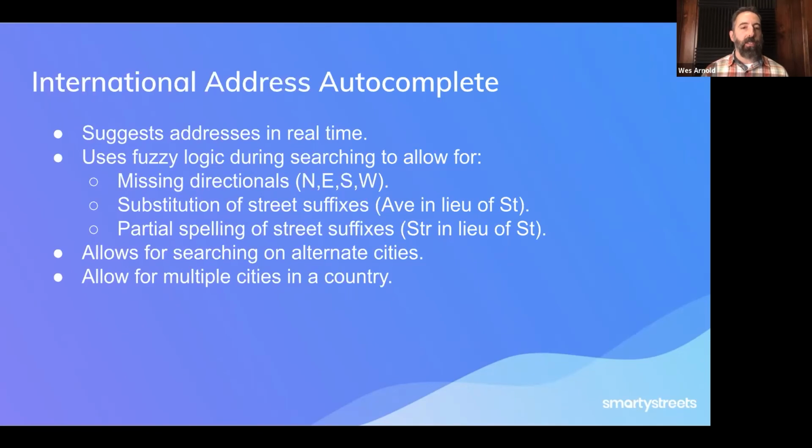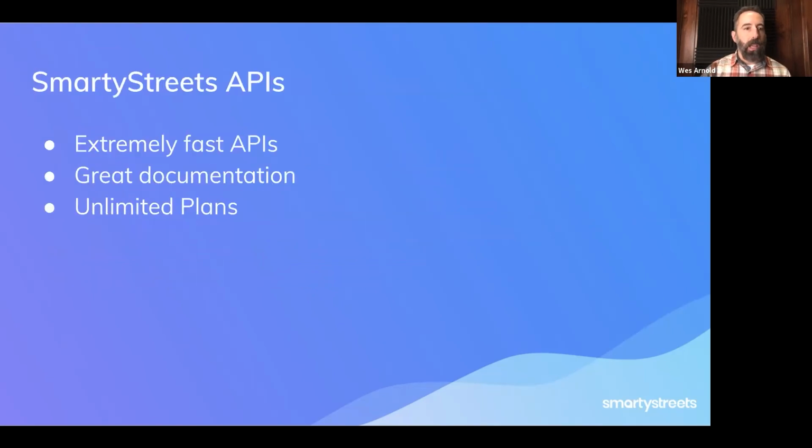It also uses fuzzy logic during the search to allow for a couple things, for missing directionals. So let's say somebody forgets to put a north or a south. It also allows for substitution of street suffixes. So if you put in avenue instead of street, it understands that. Partial spelling of street suffixes, so STR instead of ST or STRE. And it allows for searching on alternate cities and allows for multiple cities in a country.